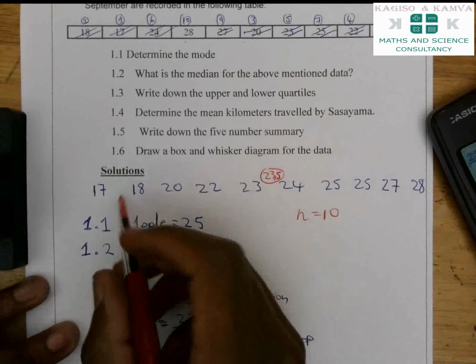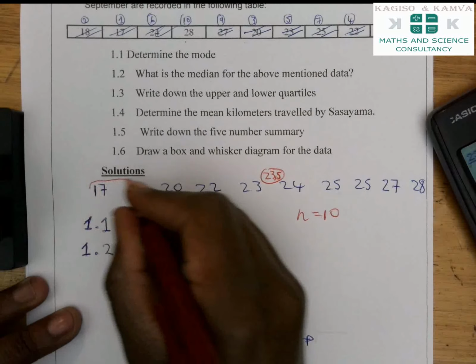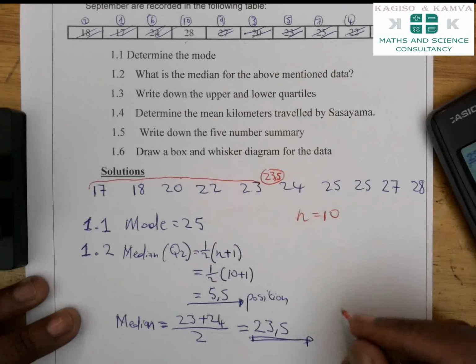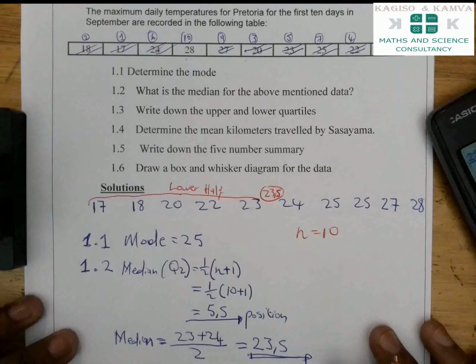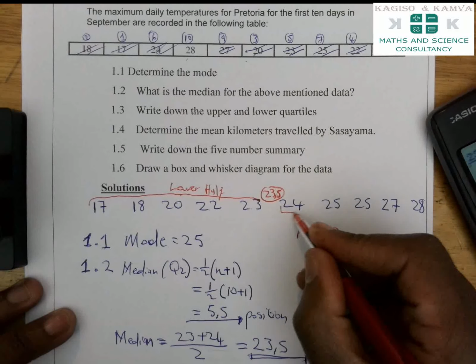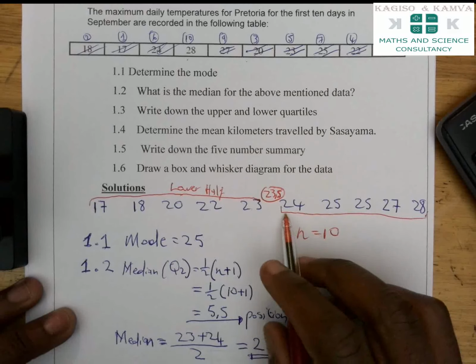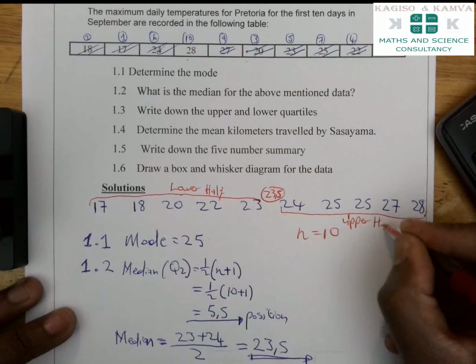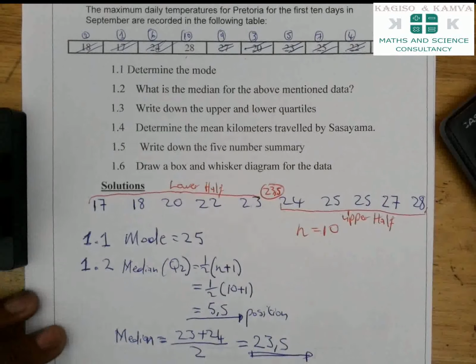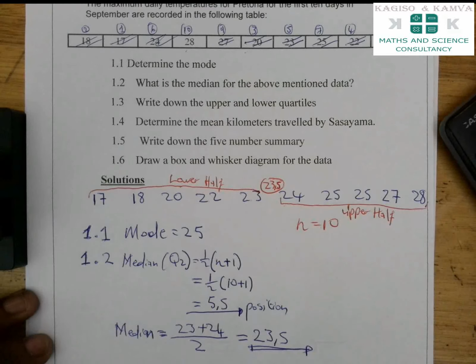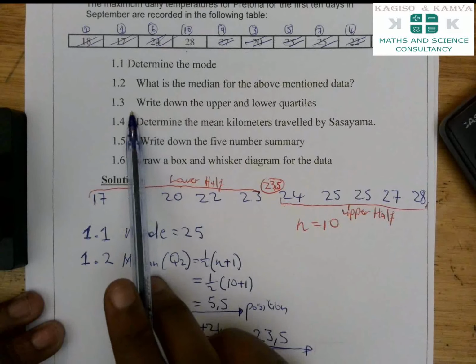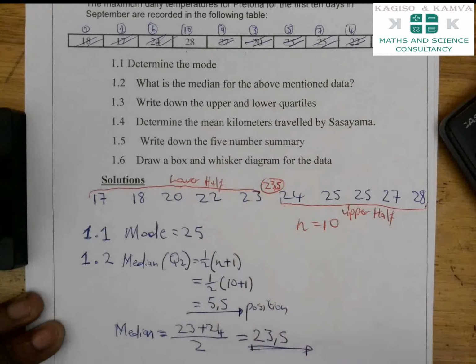Okay, so this set, including that 23, will be our lower half. And then this one, including that 24, will be our upper half. So now, what is the next question? The next question now is write down the upper and the lower quartiles.